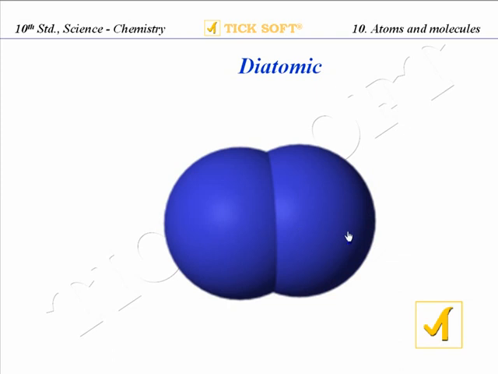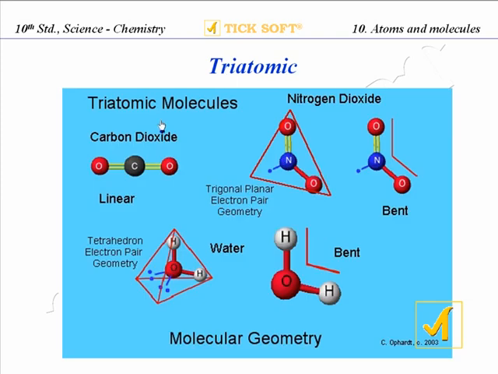Triatomic means, for example, carbon dioxide, CO2. It has a linear shape because carbon and oxygen possess double bonds on both sides, so it is arranged in linear form. Water is another example, with tetrahedral electron pair geometry and a bent shape. Nitrogen dioxide has trigonal planar electron pair geometry. These are the examples for triatomic molecules. A triatomic molecule contains three atoms.